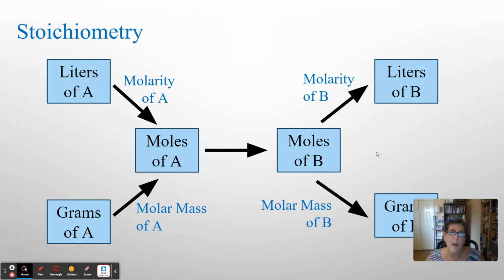But instead of going grams to moles to moles to grams, in this problem we're going to go liters to moles to moles to liters with a solution. So we're going to use molarity as our conversion factor. But remember, the steps are going to be, we're going to start with liters, use molarity to get to moles, use a mole ratio to get to moles of what we're finding, use the molarity of that to get to liters. So molarity is a conversion factor. We start and end with liters.